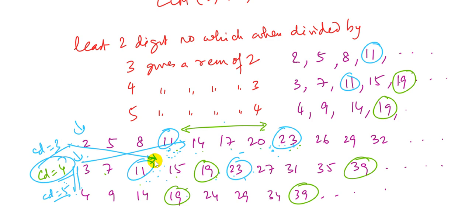Now, is it clear? Yes, sir. Sir, I was not clear with the part where you said we have to take the LCM of 4 and 5, that is 20. No, I skipped a step actually.